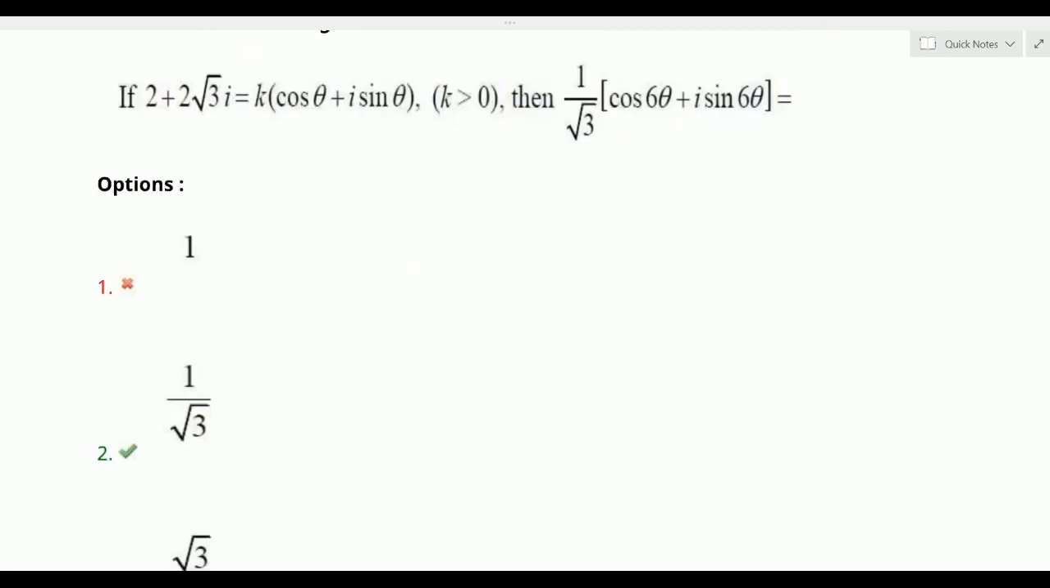What is this question? If 2 plus 2 root 3 i is given as k into cos theta plus i sin theta, then we have to find 1 by root 3 of cos 6 theta plus i sin 6 theta. It can be done very easily. First, what result is given to us? 2 plus 2 root 3 i is given as k into cos theta plus i sin theta.